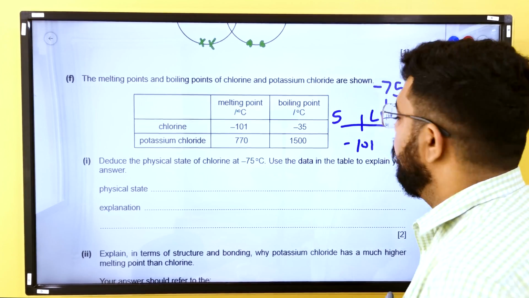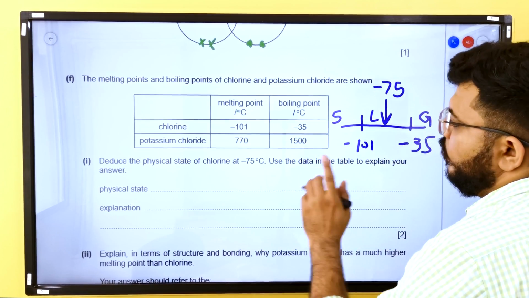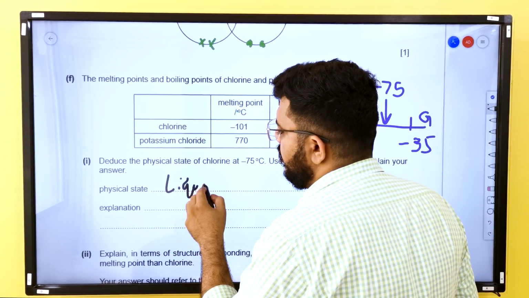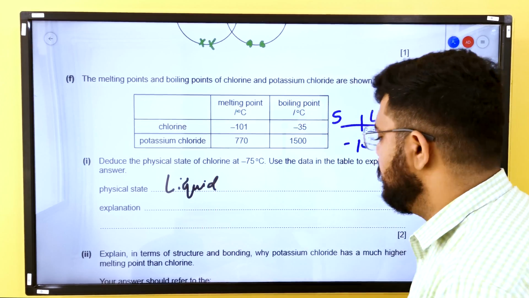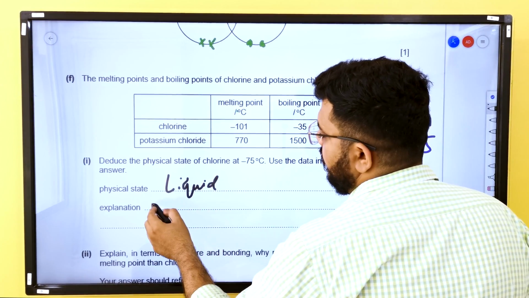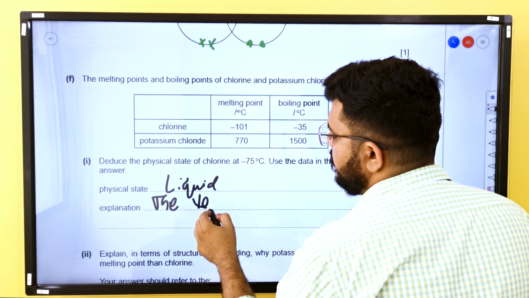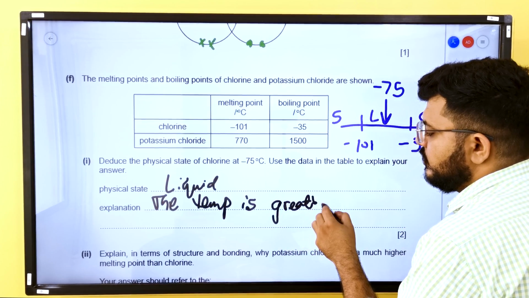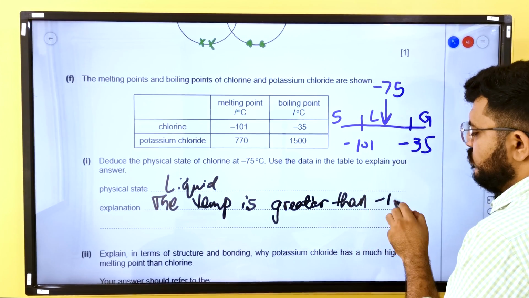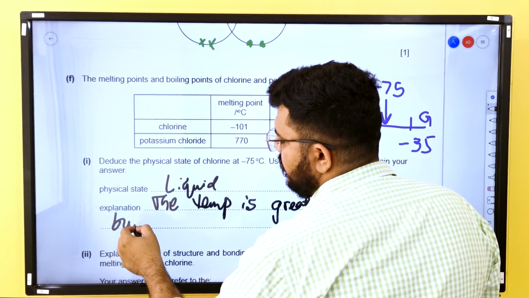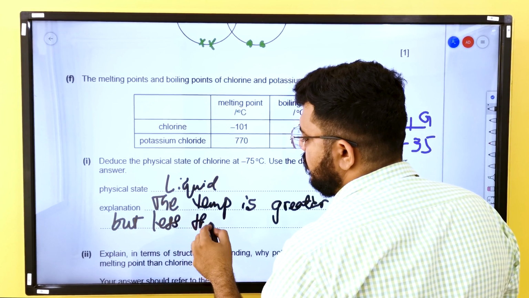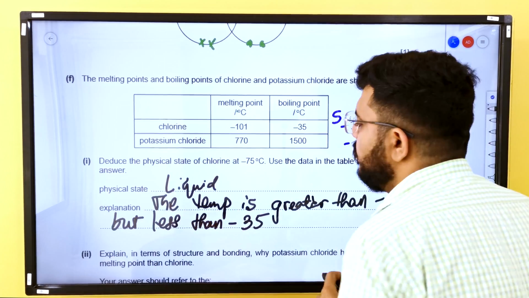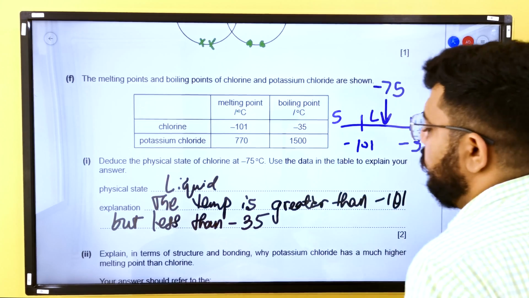Minus 35 is the boiling point, so it will be gas here. So what is the physical state? The physical state of chlorine is liquid. What is the explanation? The temperature is greater than minus 101 but less than minus 35. It's between the melting point and boiling point. That is why it is liquid.